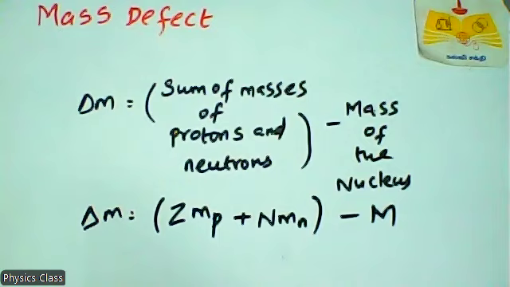It is experimentally found that the mass of any nucleus is always less than the sum of the masses of its individual constituent particles. Clear?